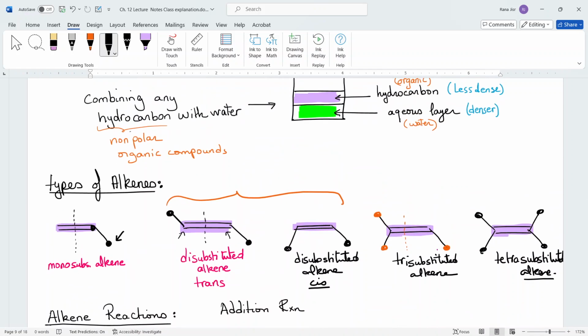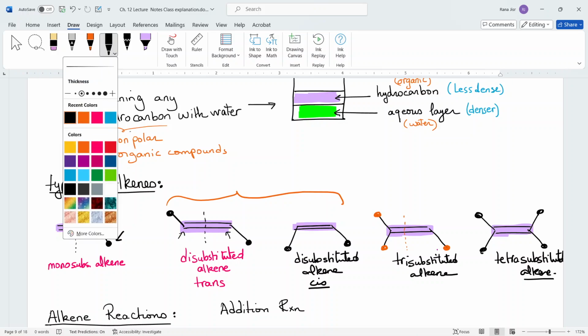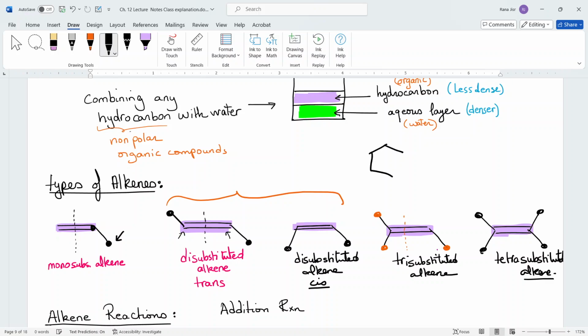Let's have an example here. Let's say I have a cycle, a double bond, and a CH3 in there, and I ask you, what type of alkene is this? Is it a mono, di, tri, or tetra substituted alkene? You do exactly as I did. You highlight the double bond and see how many carbons are around the carbons of the double bond. Here I have one carbon, one here, and one there. So that is going to be a tri-substituted alkene.